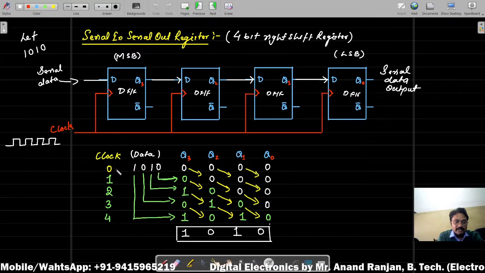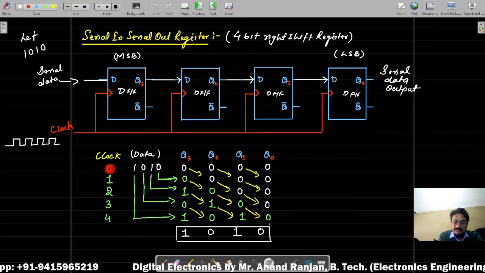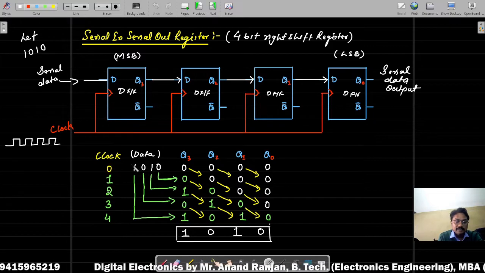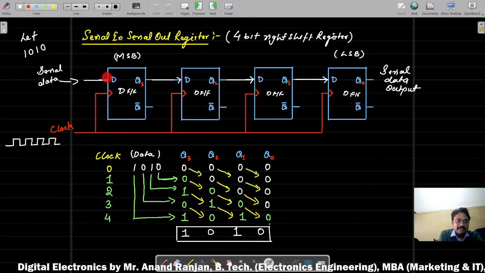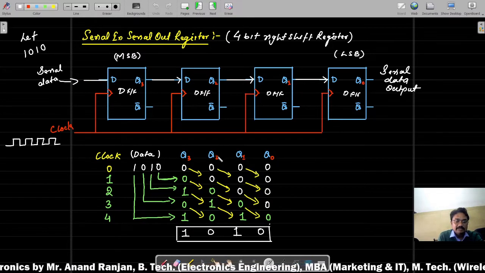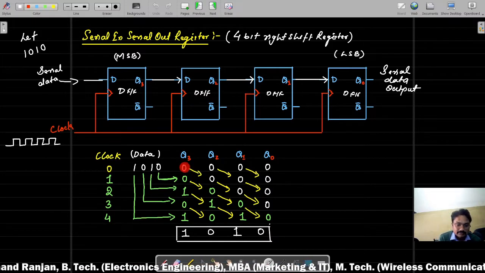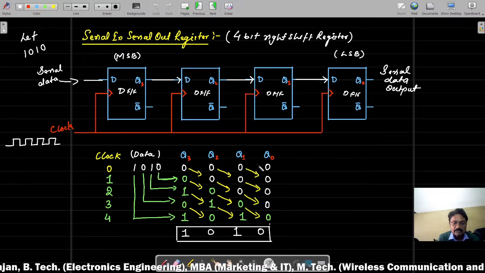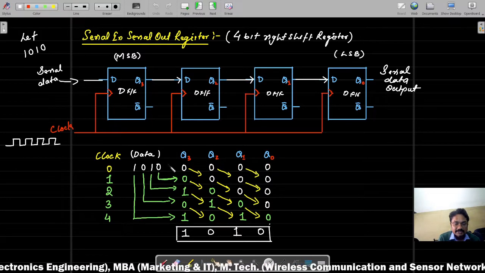So now, when there is no clock pulse, this is the absence of clock. If you apply the serial data input at this first terminal, at the T terminal of the first flip flop, then what happens? The circuit will not become operational. So you can see we mentioned here all zeros initially. All outputs are initially zero.